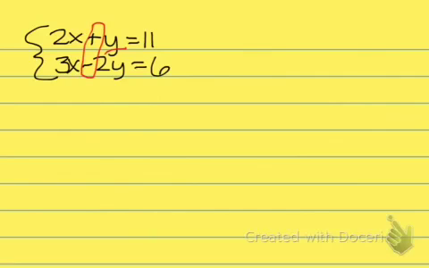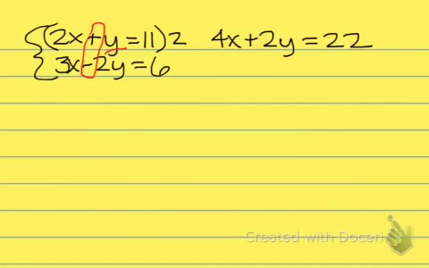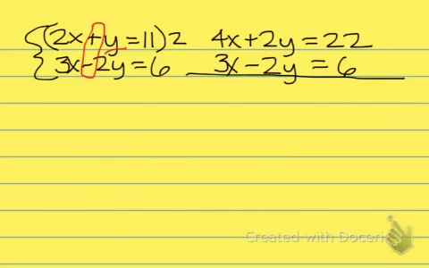So we'll take the top equation and multiply everything by 2. So we end up with 4x plus 2y equals 22. And then we'll just write the second equation underneath it. 3x minus 2y equals 6. So now we can add both equations together, and we get 7x, the 2y's drop out, equals 28. And we can find that x equals 4.